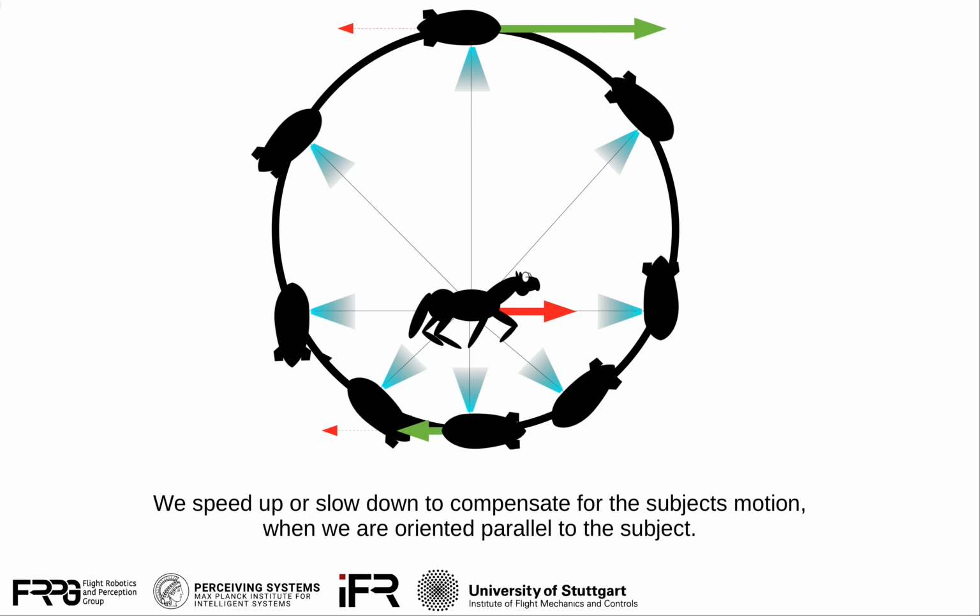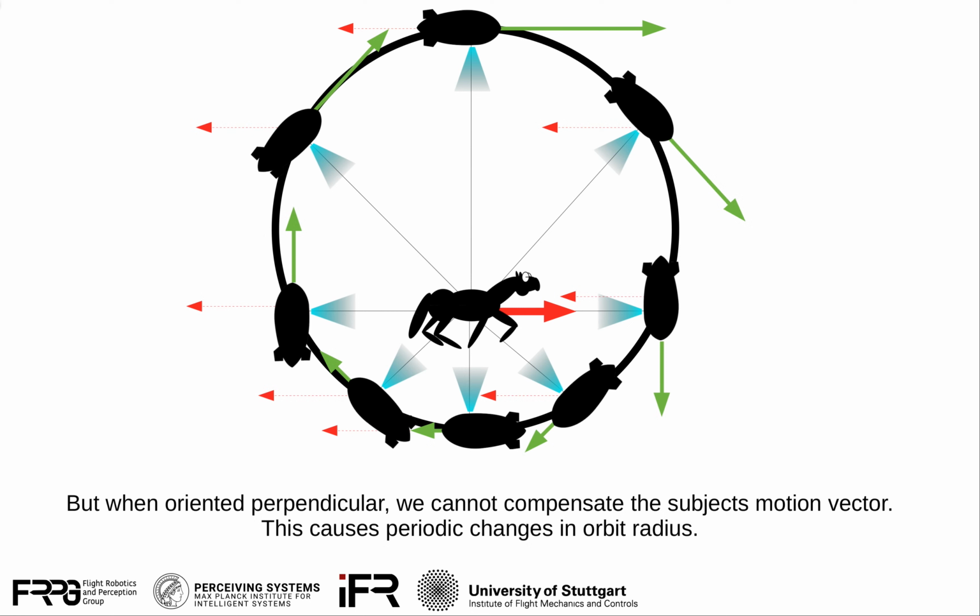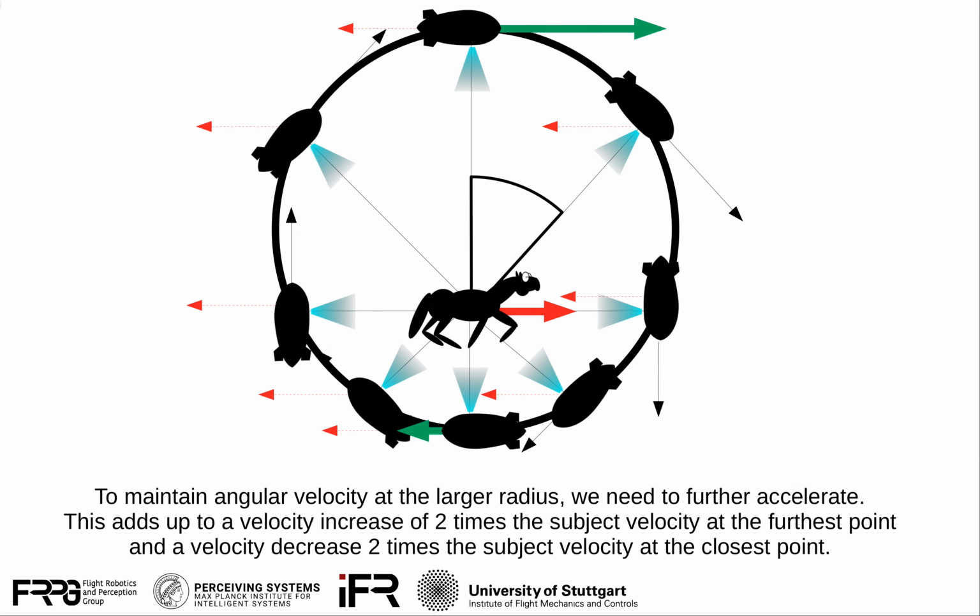We speed up or slow down to compensate for the subject's motion when we are oriented parallel to the subject. But when oriented perpendicular, we cannot compensate the subject's motion vector. This causes periodic changes in orbit radius. To maintain angular velocity at the larger radius, we need to further accelerate. This adds up to a velocity increase of 2 times the subject velocity at the furthest point, and a velocity decrease of 2 times the subject velocity at the closest point.